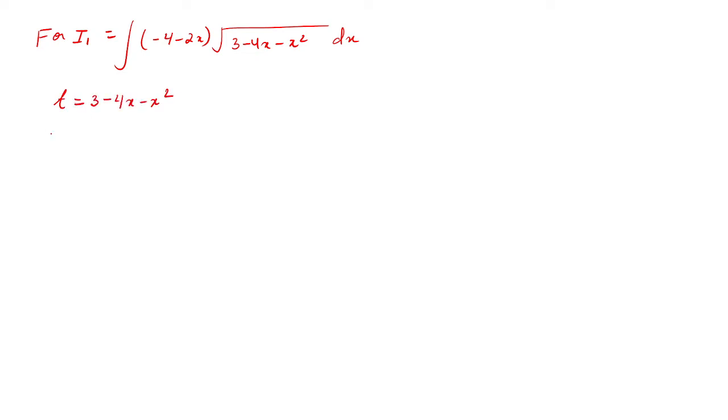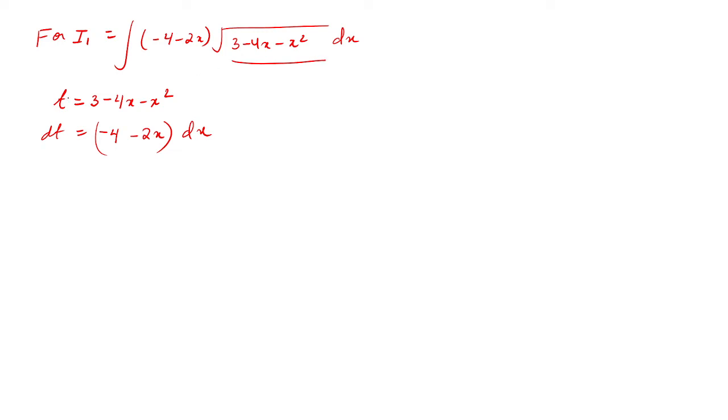So let's go with I1 first, okay. So for I1 alone, the integration is actually minus 4 minus 2x over the square root of 3 minus 4x minus x squared. This is fairly an easy one, so we can do this by substitution method. So you take your t as 3 minus 4x minus x squared. Okay, so differentiate this. When you differentiate this, the differentiation of 4x is going to be minus 4 and the differentiation of x squared is going to be minus 2x. Clear? So you already have what you need. What is 3 minus 4x minus x squared?